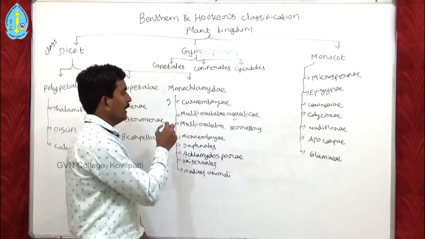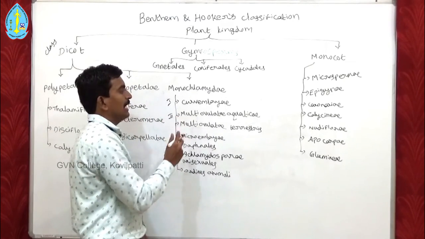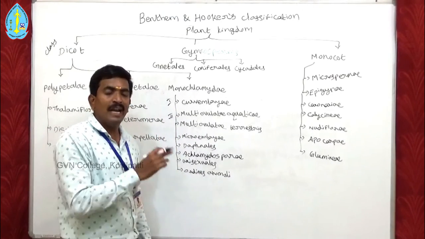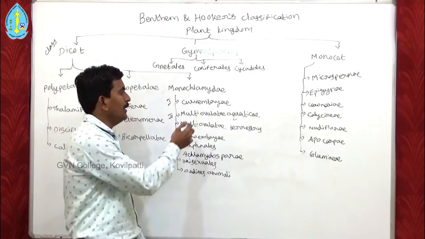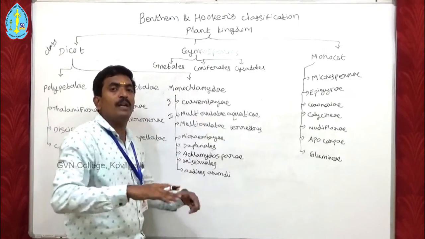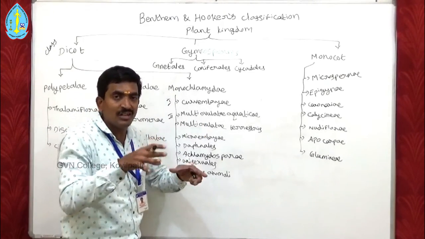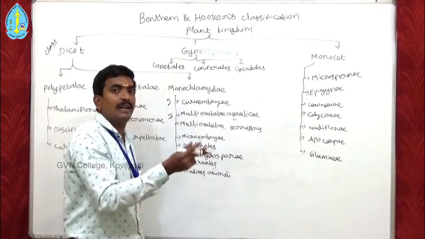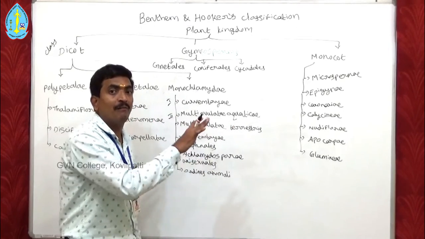The second series is Multiovulatae Aquatica. The name itself contains the meaning. Multi means many. Ovulate means many ovules. That means many ovules are present in that flower. Aquatica means that the plant is present in the water.